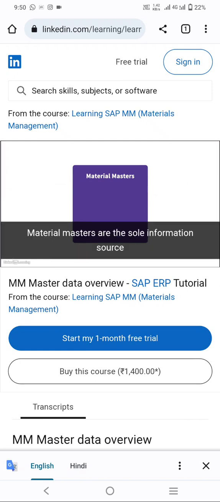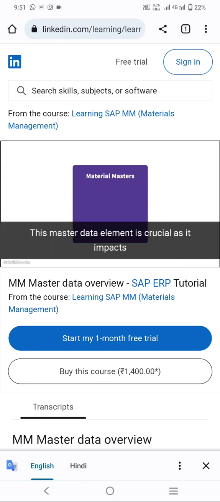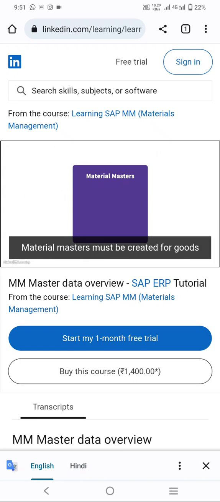Material masters are the sole information source about materials that are procured, produced, stored, or sold at an organization. This master data element is crucial as it impacts business processes across purchasing, production, inventory management, distribution, accounting, and more. Material masters must be created for goods that are purchased externally. S/4HANA has many material types available, but in materials management, there are a few we use most frequently.